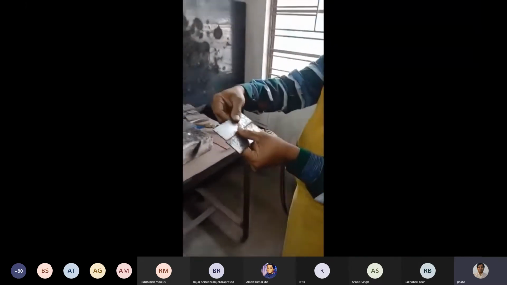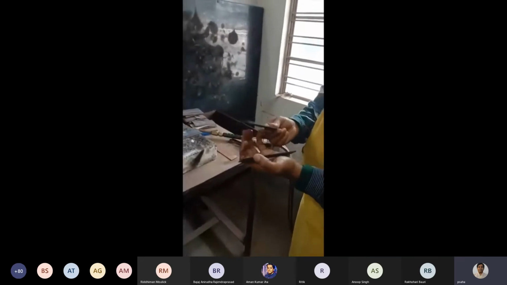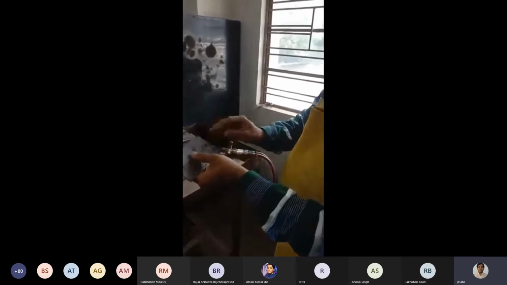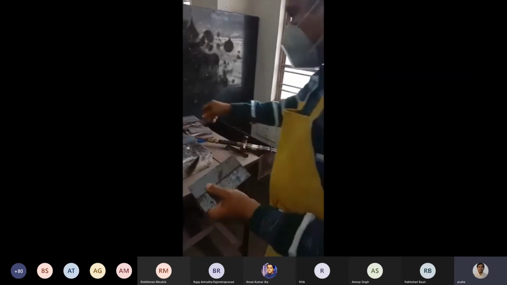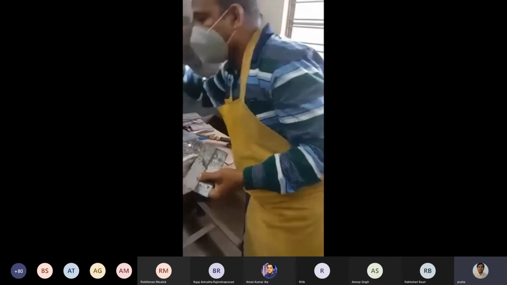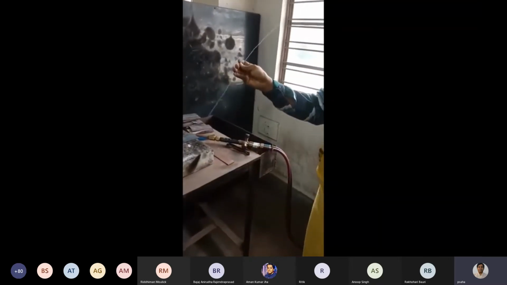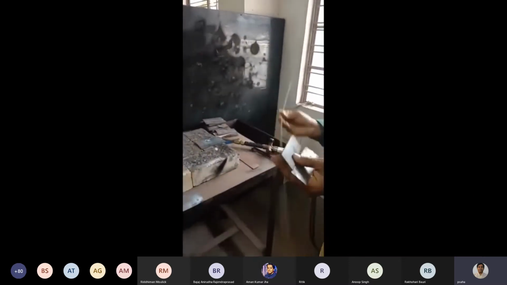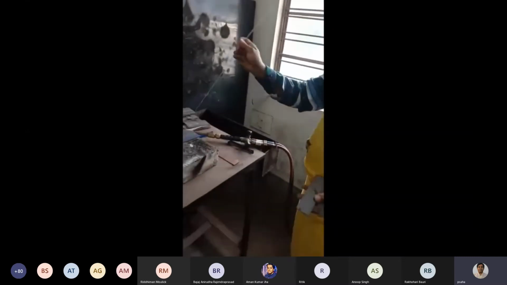Suppose I go for a butt joint. Since the thickness is very small, you can join the two plates directly without using a filler rod. These are the filler rods, which you may attach at the time of welding to increase the strength. The filler rod material should be similar to the base metal. Since this base metal is mild steel, the filler rod is also mild steel.